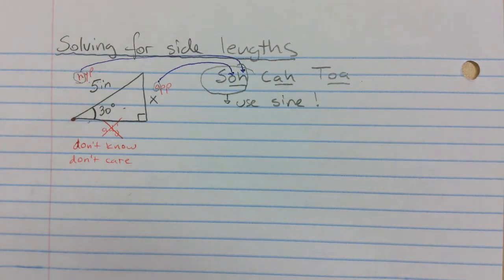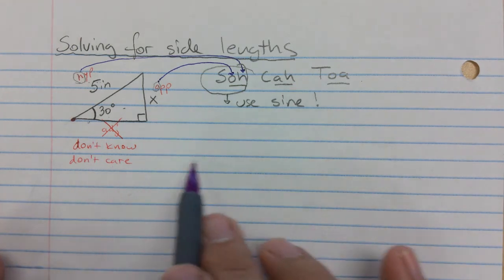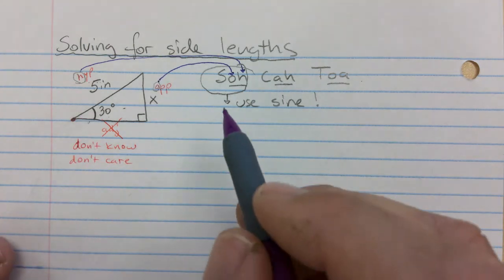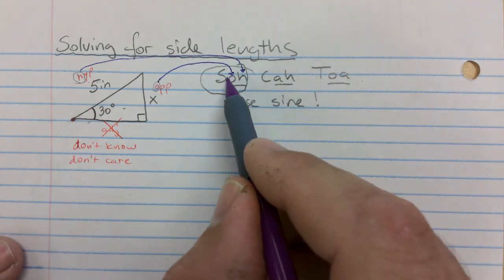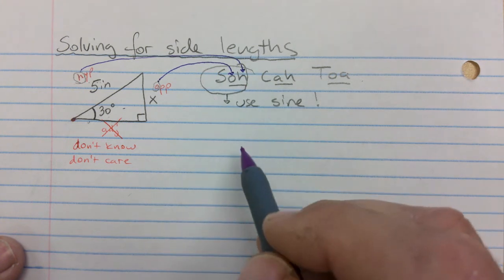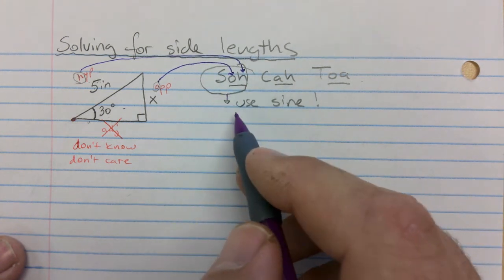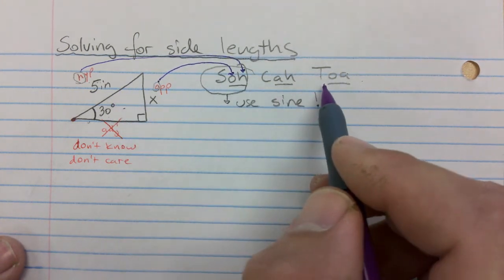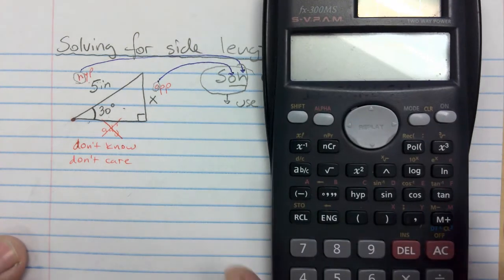So now we're going to go ahead and start setting this up. And once you set this up, it's actually fairly easy. This is probably the hardest part in order to get it right. So I'm going to follow this. You never use SOH in your math, okay? It's just to help you determine which trig ratio you are going to use. Because again, it's either sine, cosine, or tan.